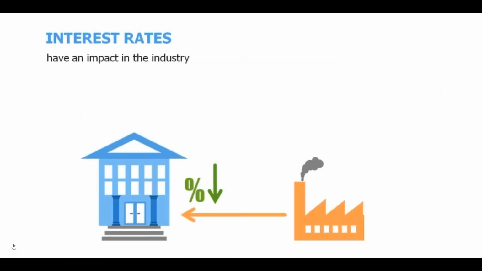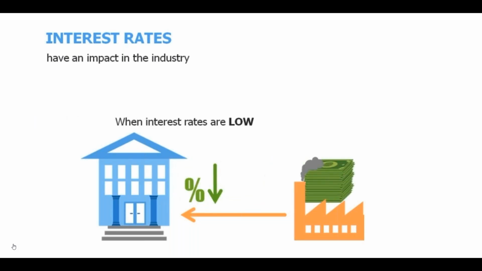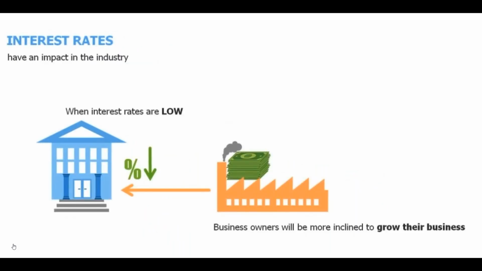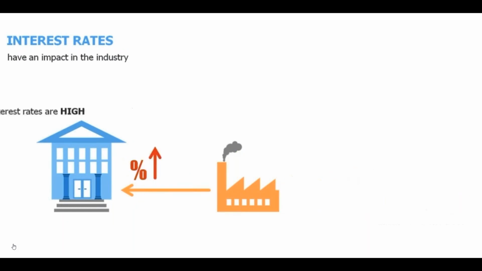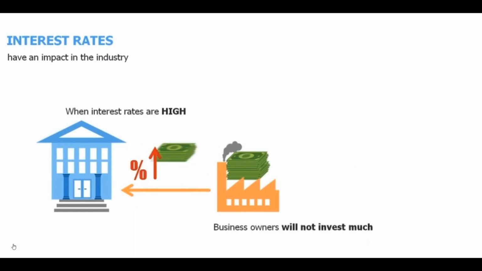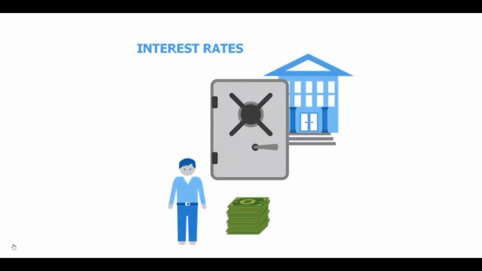Of course, it is not just mortgages that are affected by interest rates. Factories and other areas of industry borrow money to invest in growth. When interest rates are low, the cost of borrowing is low. Business owners borrow more, and this money is invested in the economy, spurring further growth. On the other hand, when interest rates rise, business owners will not continue to invest as much because it is more expensive for them to do so. The economy will slow down as a result of less money invested.